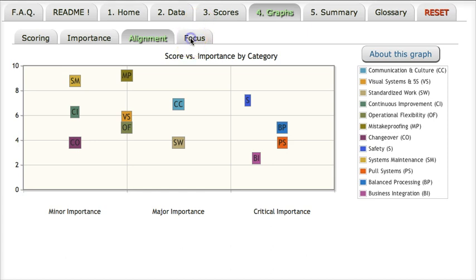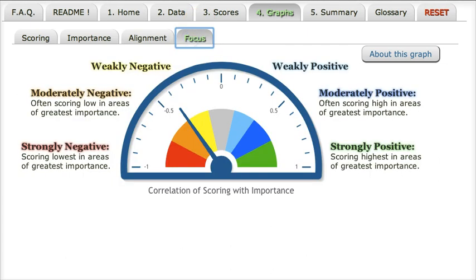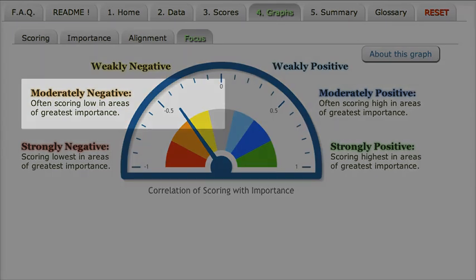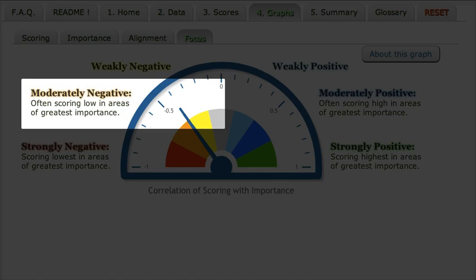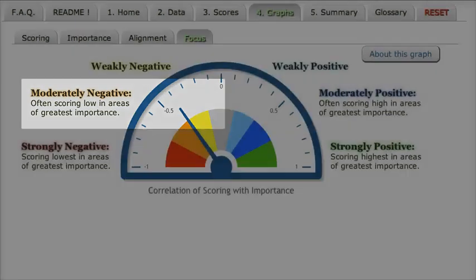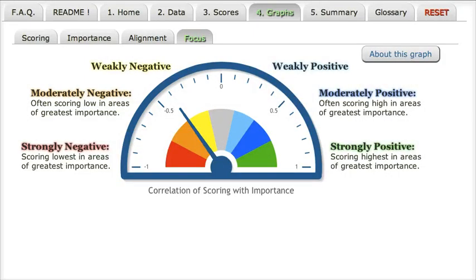Finally, the fourth graph tab shows us another look at alignment or focus. Some basic data analytics support what that best fit line would have told us. There is a moderate negative correlation between our overall performance and importance. What that may mean is that we are not allocating our limited resources to best advantage.